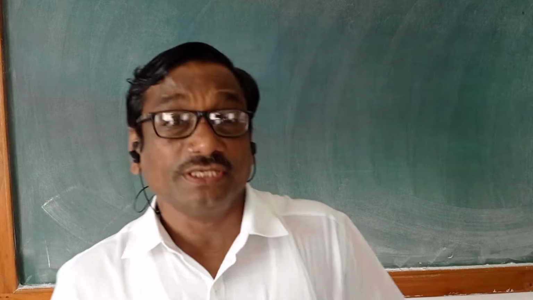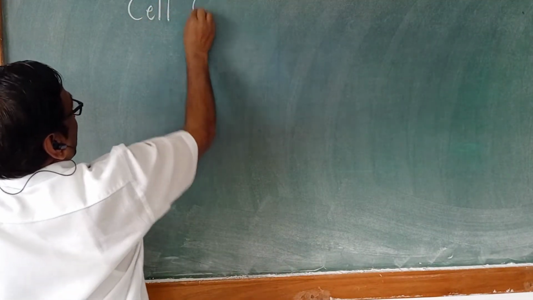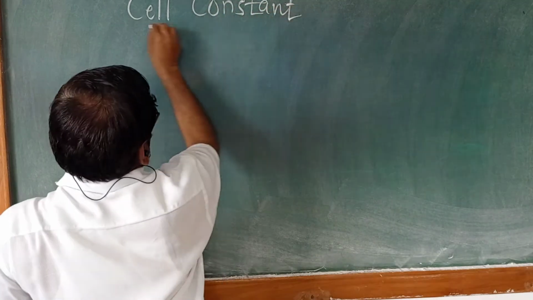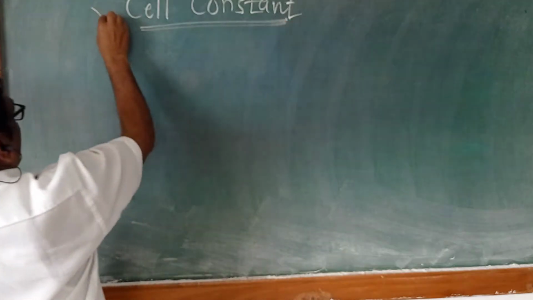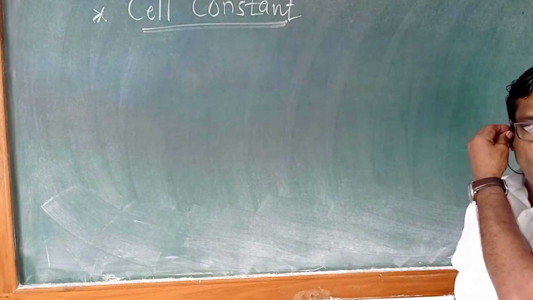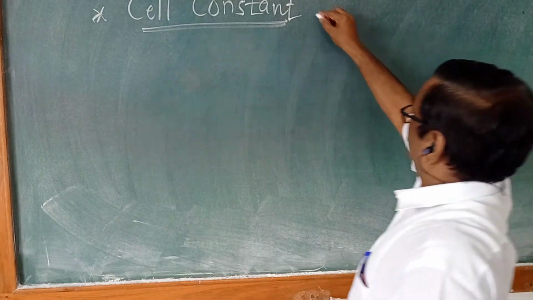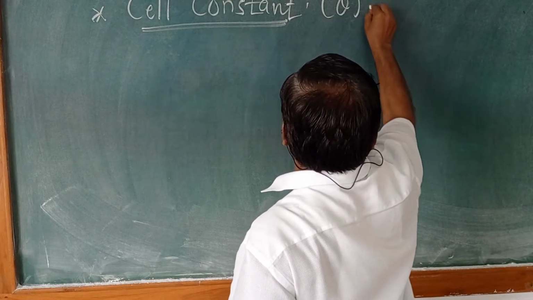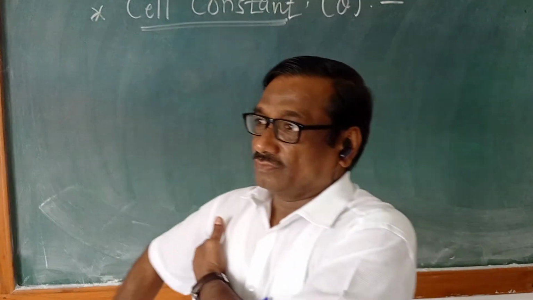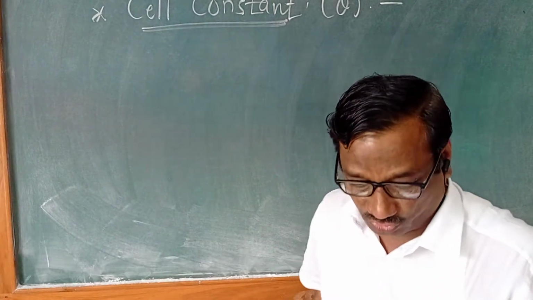We are going to study the cell constant. It is a very important term. There is always a problem, and in practicals also you have many calculations. So, cell constant is denoted by theta. What is meant by cell constant? And how to determine the cell constant practically? That we are going to study.